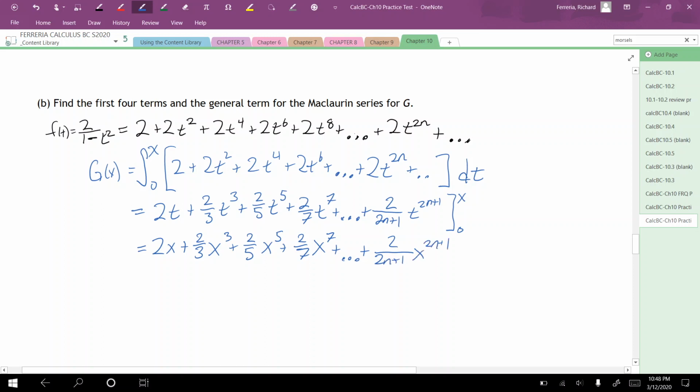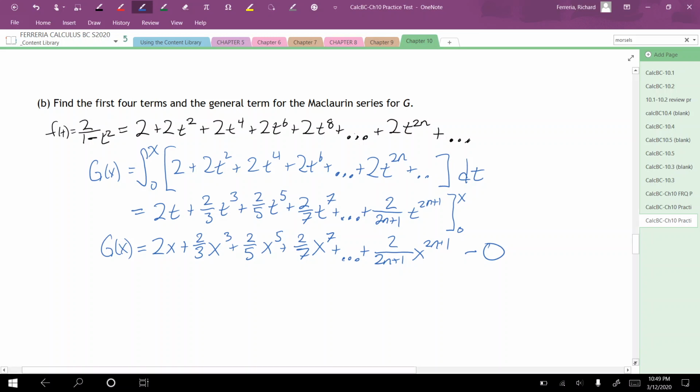And what happens when I substitute 0? Well, I get 0. So I don't know if it's necessary for you to write that minus 0 at the end there, but you definitely should be thinking about that minus 0 at the end there. It may not be a 0, but it is there. So there's our letter B.